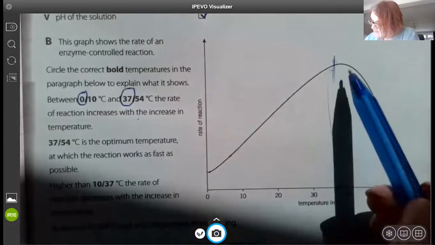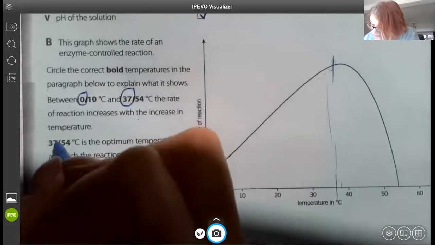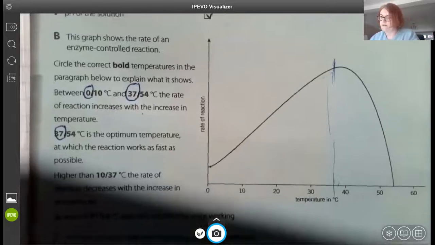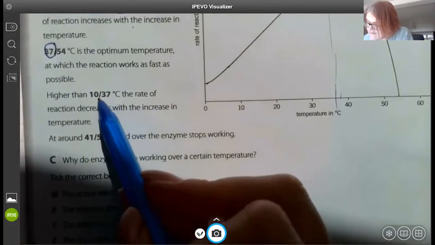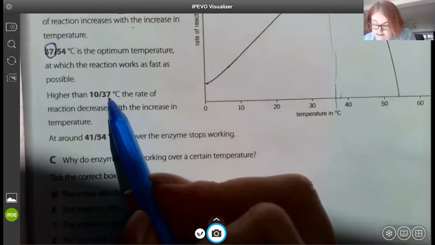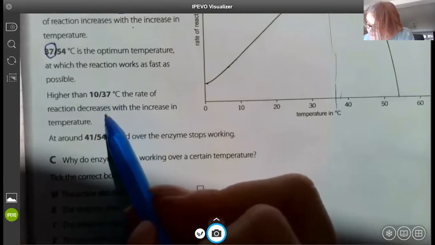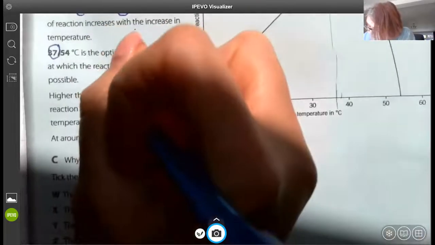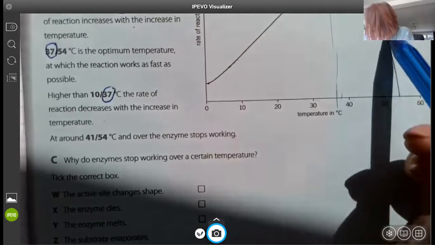What is the optimum temperature? Well, you can see there, the optimum temperature, just like on my chart, was 37. And then we've got that last question, higher than 37 degrees, the rate of reaction decreases with the increase in temperature. So once we get past 37, that rate of reaction does decrease.